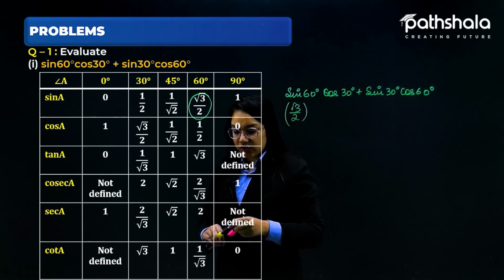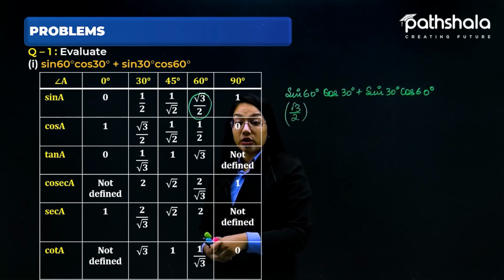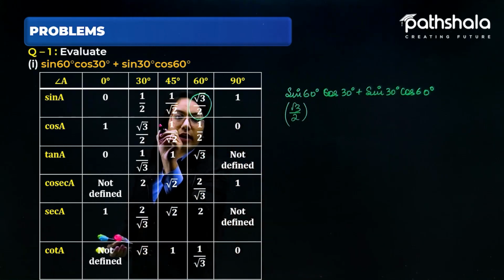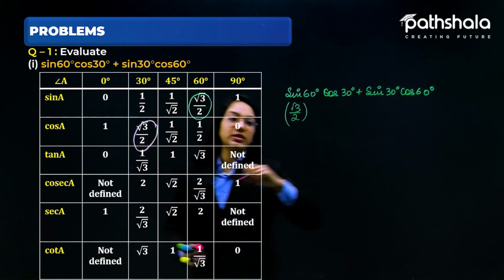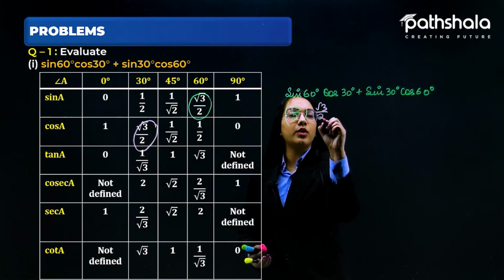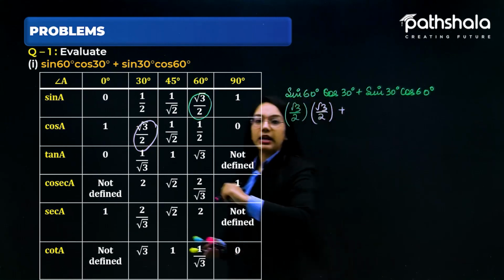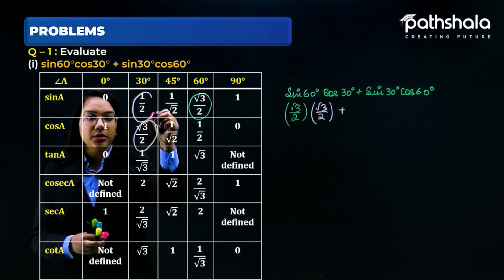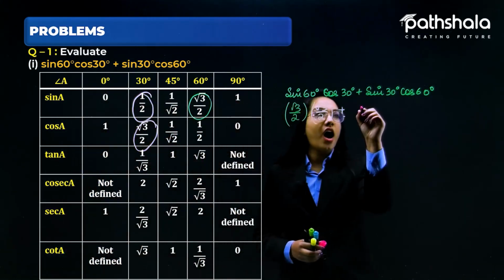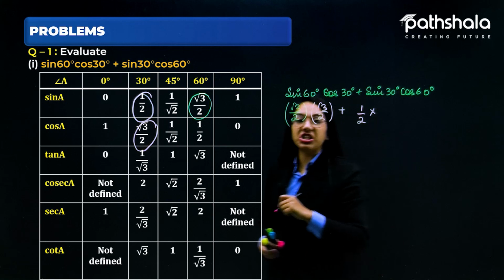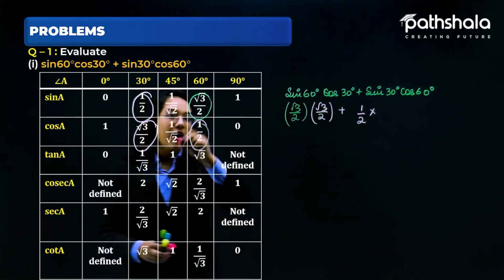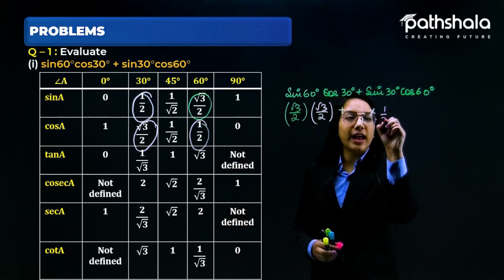Now further, let's find out cos of 30. As you can see, cos of 30 is nothing but root 3 by 2 again, plus sine of 30. Sine of 30 is nothing but half. And further we have cos of 60. Cos of 60 is nothing but again half. So let's calculate this value.